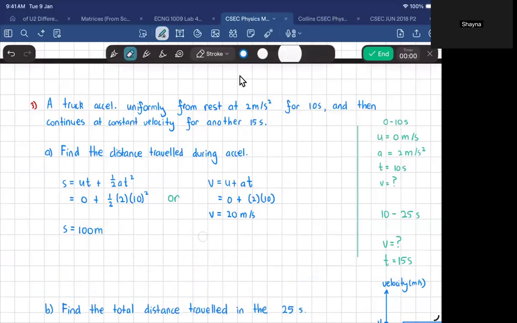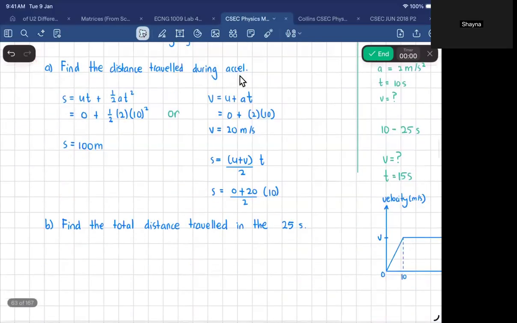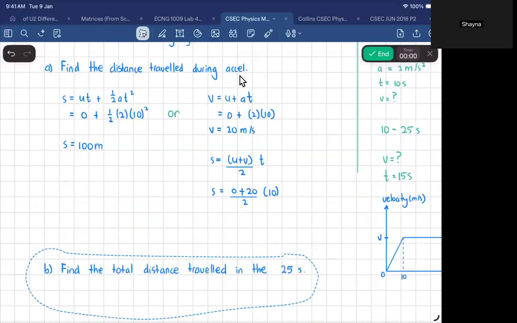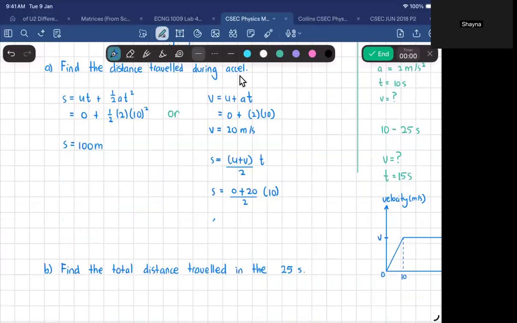Right. So we could then say S is equal to U plus V all over 2 by T. So that'll be 0 plus 20 all over 2, and we're going to get 100 again.